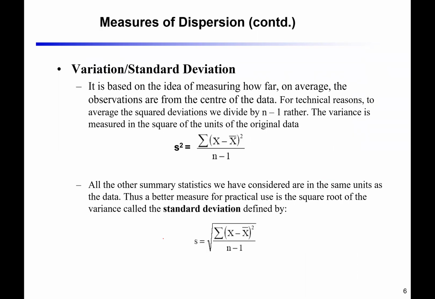Then you have variation. This is called sample variance. It is based on the idea of measuring how far on average each observation is away from the center of the data. For technical reasons, to average the squared deviations, we divide by n-1 rather than n. This is an unbiased estimate because of degrees of freedom.